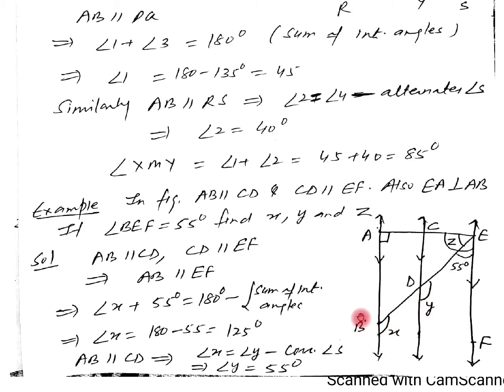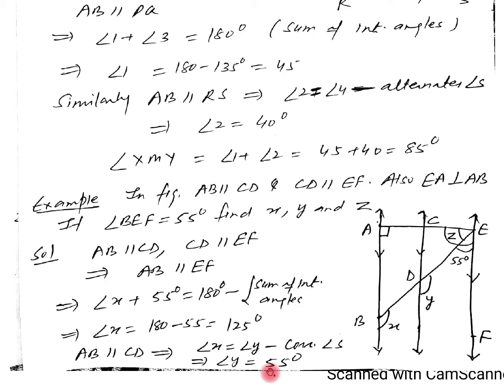Now we have to find the value of Y. Again, these two lines are AB parallel to CD. So we can write X equal to Y. These are corresponding angles. Since AB is parallel to CD, angle X equals Y. As X is 125 degrees, therefore Y must be equal to 125 degrees.